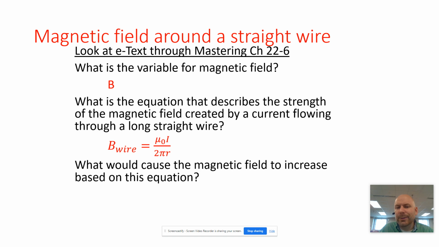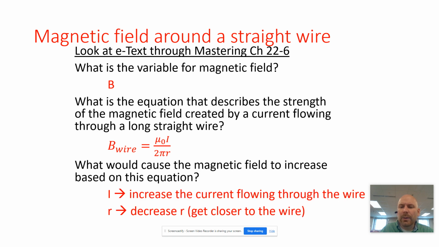I'll give you this equation, but you need to know as different variables increase and decrease, what happens to the strength of the magnetic field. So based off of this, what would cause the magnetic field to increase? Well, you could either increase the current flowing through the wire, increase I, or you could decrease r. They're inversely related, so that means you get closer to the wire.